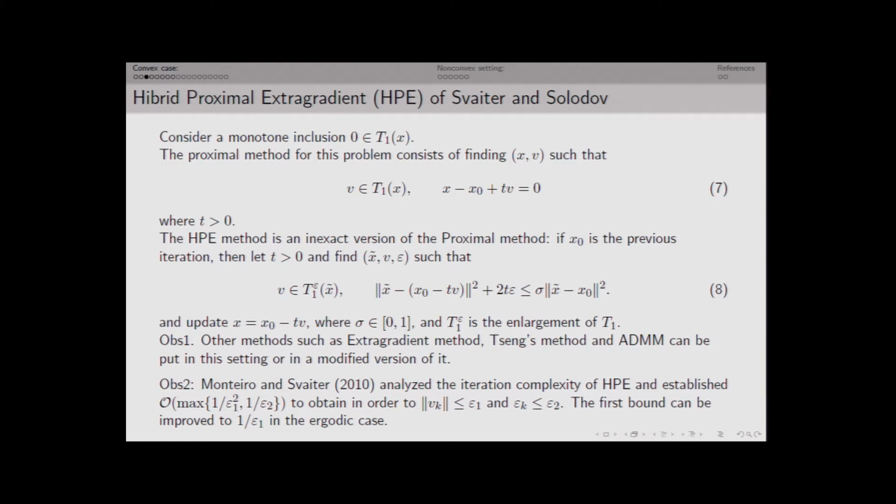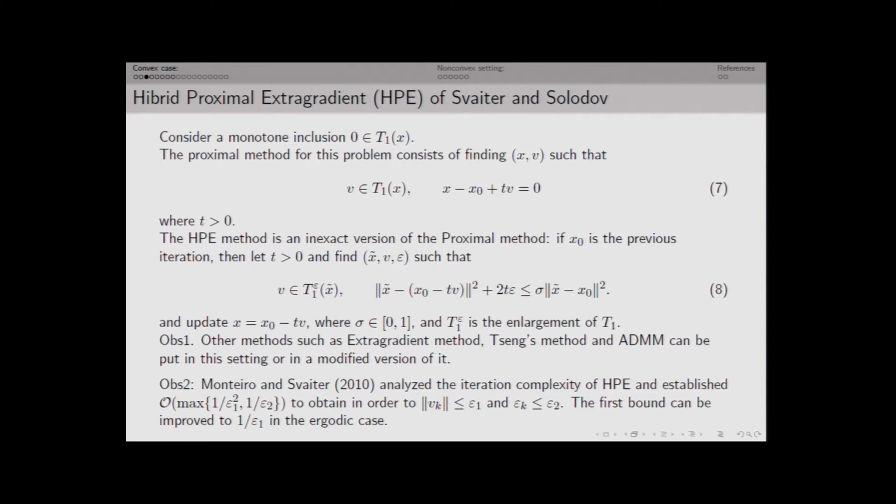Anyway, Michael already reviewed the HPE method, so I won't take long here; I'll just give a reminder. The idea of HPE is to relax the proximal point method, as Michael already discussed. The HPE method has these expressions here: you have a relaxed inclusion, and you have this relaxed inequality. It's just to review.